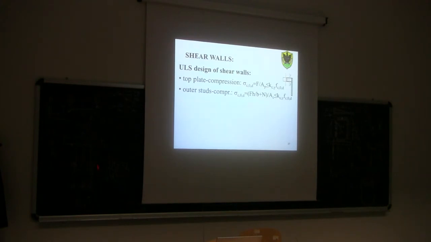So for the outer stud in compression, sigma c,0,d. In this case, we need to remember we have to superimpose the compression force coming from the gravity load with the compression force coming from the lateral load. So it would be FH over B, the solution here, or also here, FH over B, plus N. N is the axial force coming from the floor, from the gravity load, divided by Ac, the cross-sectional area, less than or equal to, again, kcy times fc,0,d. And again, like we were discussing before, only the buckling around y is possible, not the other one. Okay?